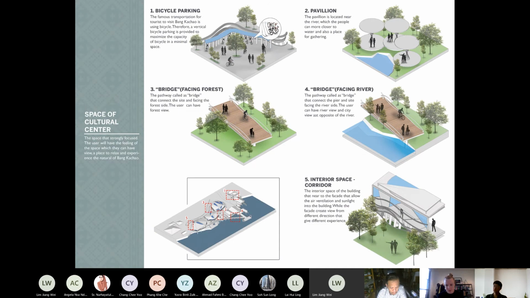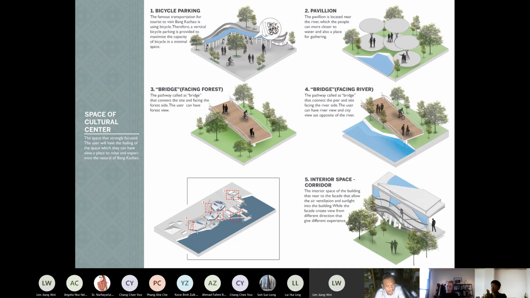So this is the space of the cultural center, which is bicycle parking. Because Pangkachao is a tourist destination and it is famous for using bicycles to go around Pangkachao, I will propose a vertical bicycle parking to provide a maximum capacity of bicycles in a minimal space. Second is the pavilion, which is located at the uneven land near the river, so people can get closer to the water.